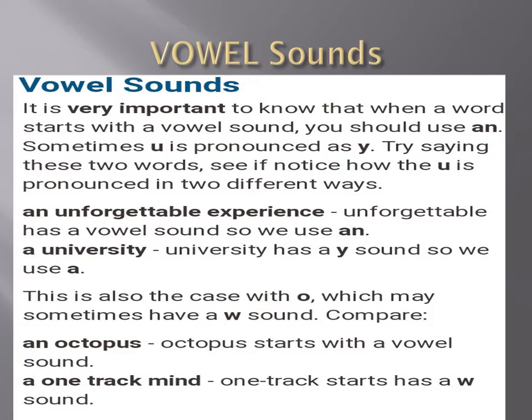This is also the case with O, which may sometimes have a W sound. Compare an octopus and a one-track mind. Over here we have used an with octopus because octopus gives us the vowel sound O. But in one-track mind, the O is not giving us an O sound or vowel sound. Here O is giving us a W sound and W is a consonant alphabet. That's why we will put a over here.